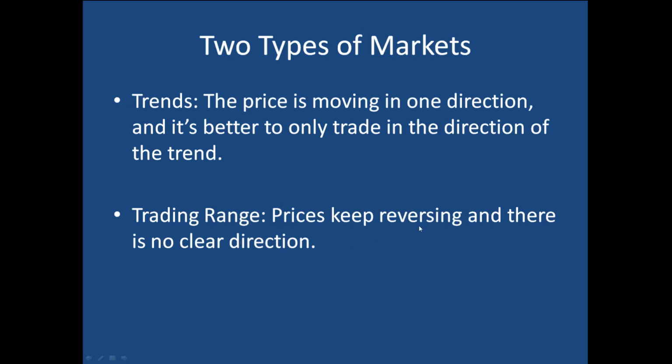There are two types of markets, a trending market and a trading range. Trends mean the price is only going up in one direction, and it's better to only enter in the direction of the trend. Trends have higher highs and higher lows in a bull trend. In a bear trend, it has lower lows and lower highs. A trading range is the opposite. It's where prices don't have a clear direction. Prices keep reversing. There's also lots of overlap in a trading range.